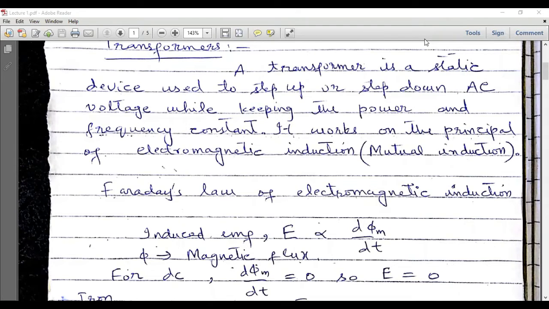In this channel, you will be able to learn the fundamentals of transformers, their working principles, their construction, and their working, and their types with respect to their design.